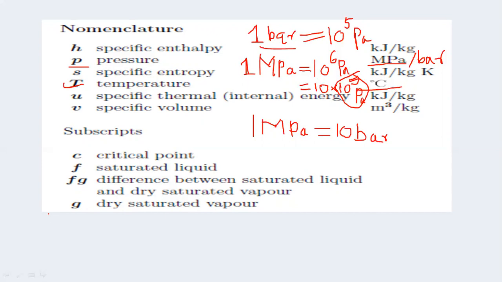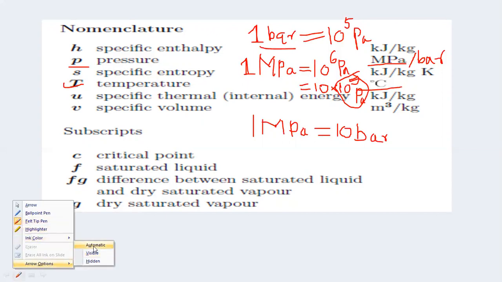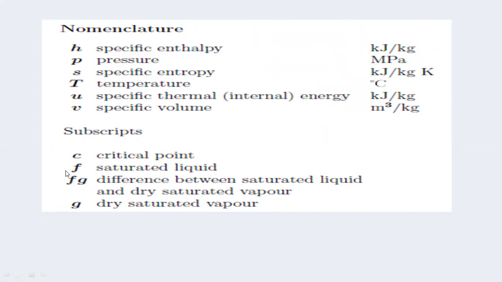Now, coming to the next important thing, other than these particular properties, which are the other properties you need to refer to. Once you have the pressure and temperature, the other properties which you may observe in the steam table include the specific enthalpy, which is designated as small h, and its unit is kilojoules per kg.